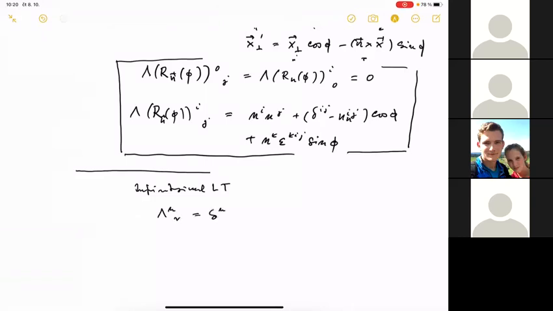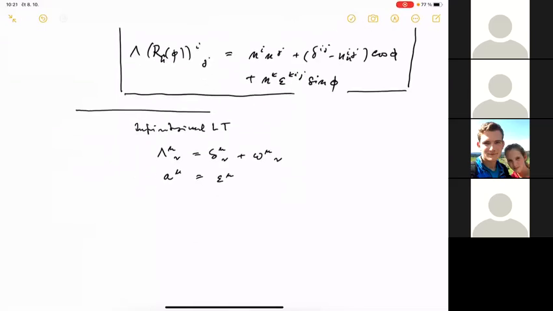These infinitesimal Lorentz transformations can be written in the following way. Here is the unity, which is represented by this Kronecker delta, plus something small. In the case of the inhomogeneous Lorentz group, we can also have infinitesimal space-time translations. In such a case, we will denote the infinitesimal parameter of the translation as epsilon mu.